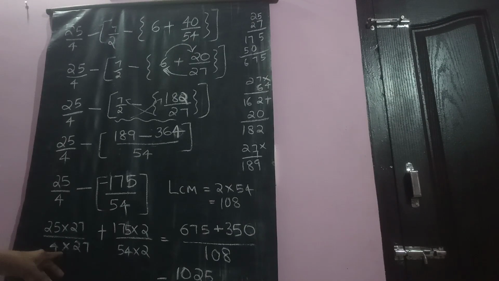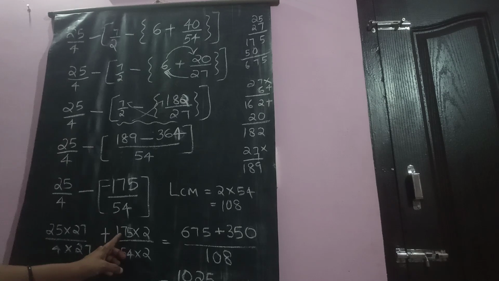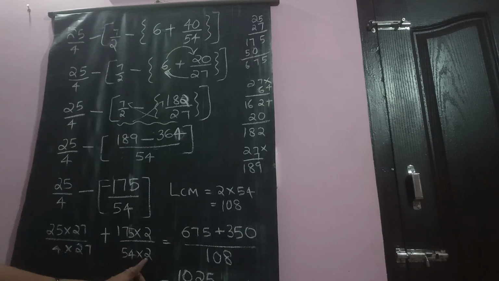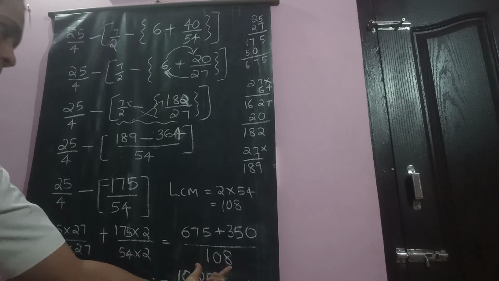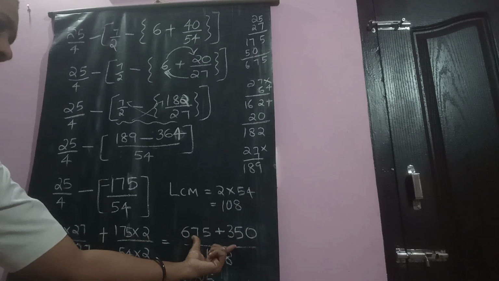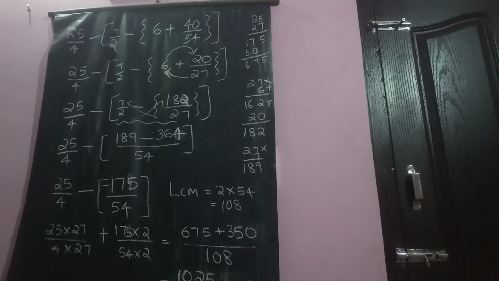So what we can do? 25 into 27 by 4 into 27. Okay. Then here 175 into 2 by 54 into 2. So we have 675 plus 350 by total 108. Add the numerators, then you will have 1025 by 108. I think it's clear to you. Go slowly, step by step, one by one, then only you will reach the answer. Okay. The numbers are little bit big. That's why it's little bit difficult for you. Okay.